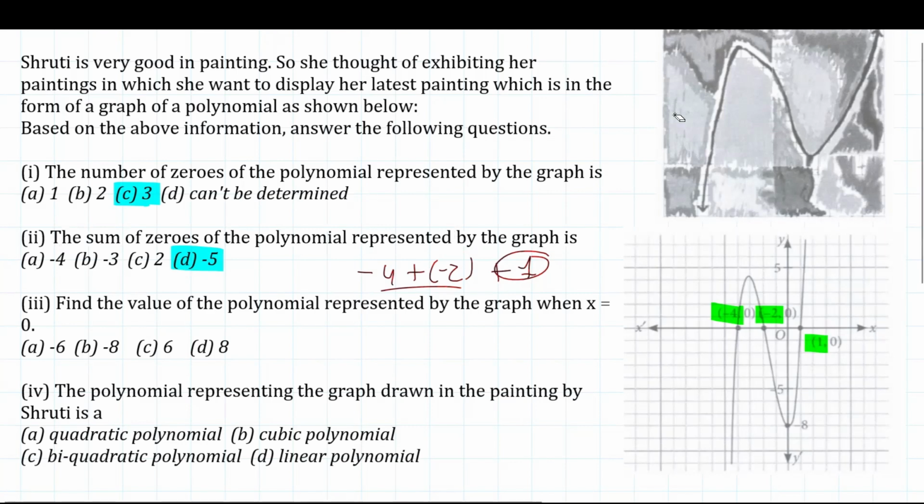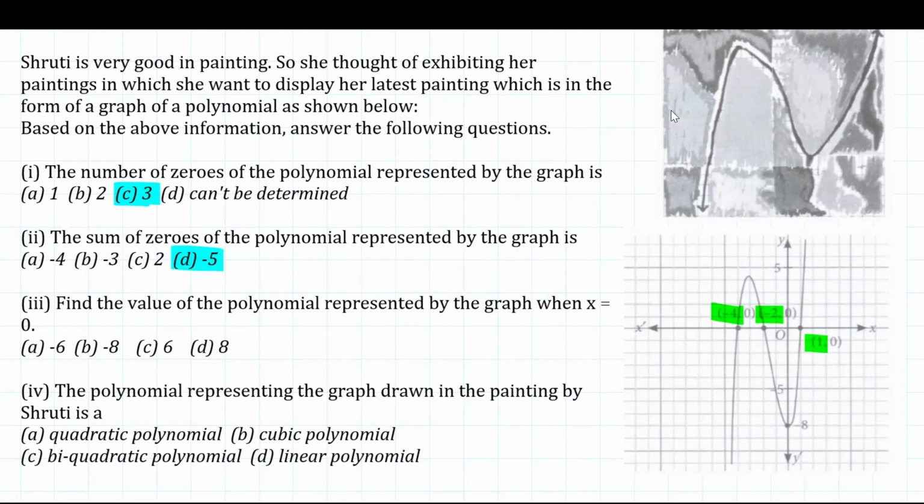So one more time, we first found the zeros, and what are the zeros? Zeros are the x coordinate of the point where the graph touches the x-axis, and here the graph is touching the x-axis, right? And its x coordinates are minus 4, minus 2, and minus 1. But then we have to find the sum of the zeros and not the zeros, right? We have to find the sum of the zeros. So the sum of these comes out to be minus 5.